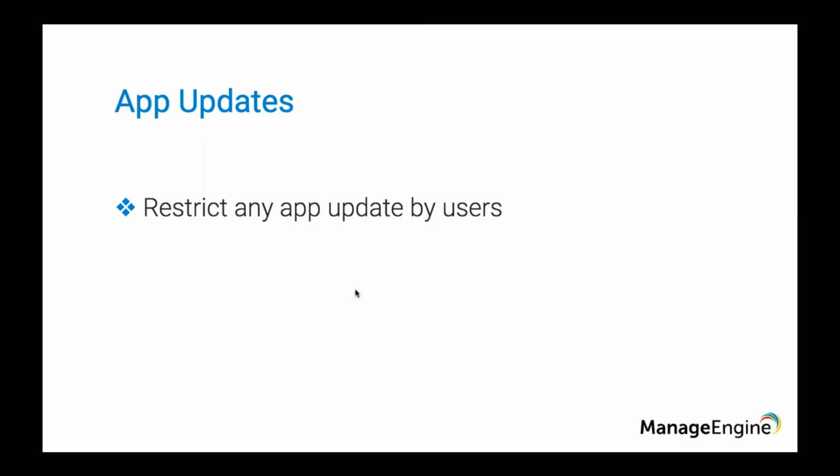So what else can be achieved by controlling app updates? The first option is that it restricts any app update by users. So you must be wondering how this is possible because the App Store routinely points the number of updates that are available as a notification badge.